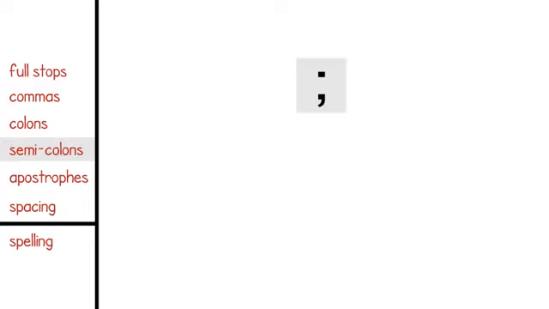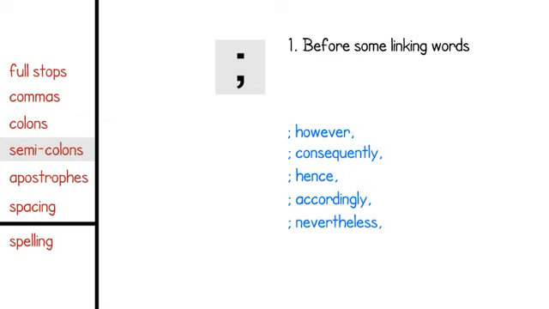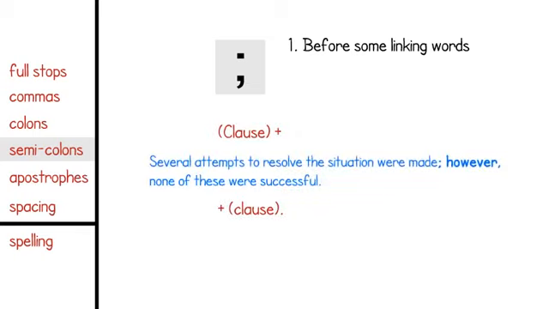The semicolon is not frequently used in everyday writing, but is more common in academic texts. There are three occasions when it is useful. The first situation is before some linking words, such as however, consequently, hence, accordingly, nevertheless, and thus. We use a semicolon when you have two closely related independent clauses, like this. Several attempts to resolve the situation were made. However, none of these were successful.